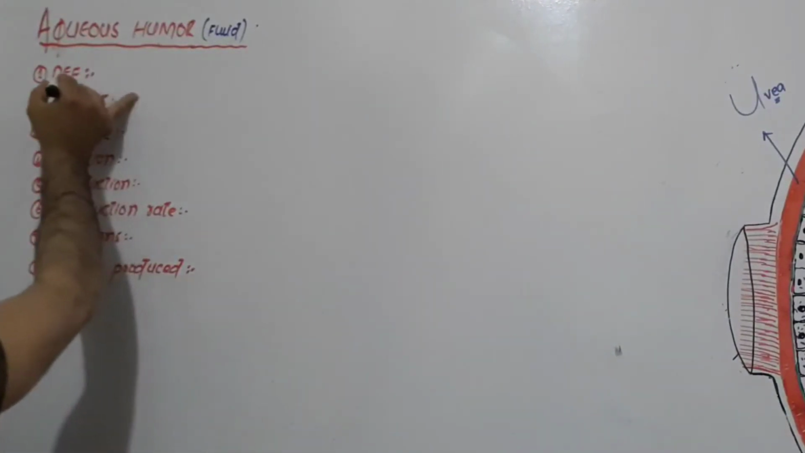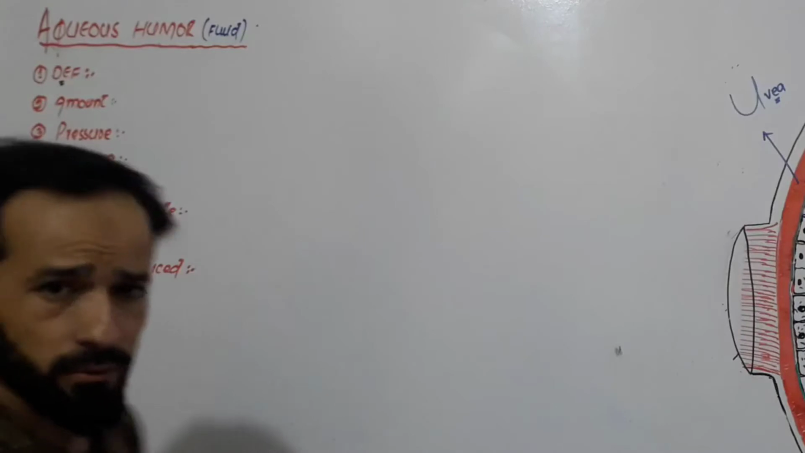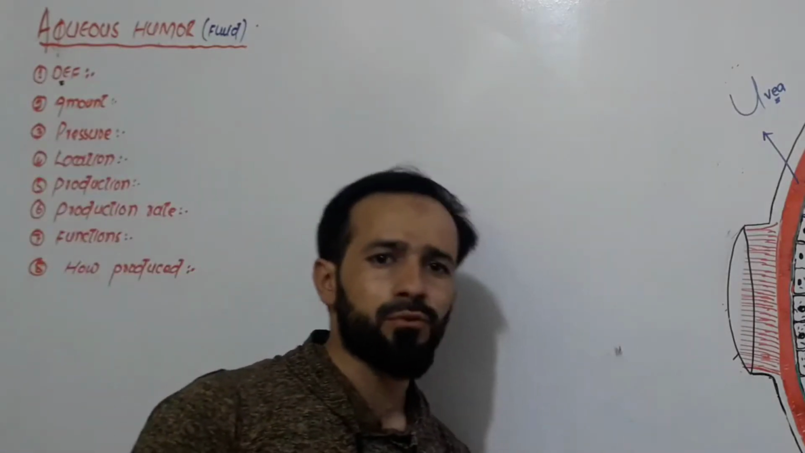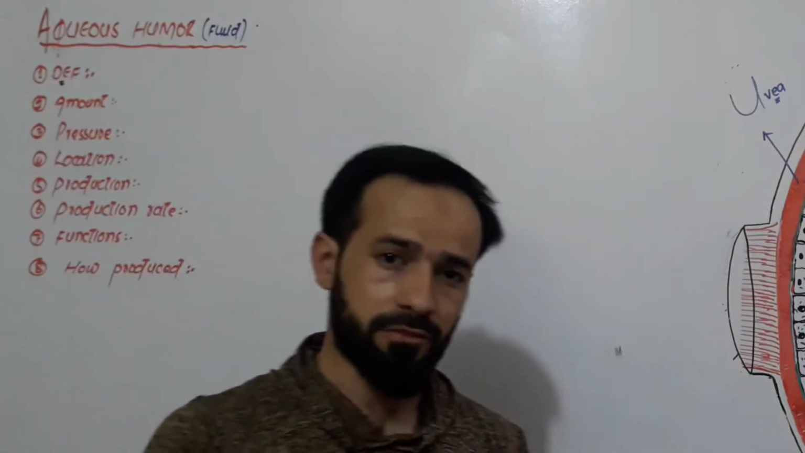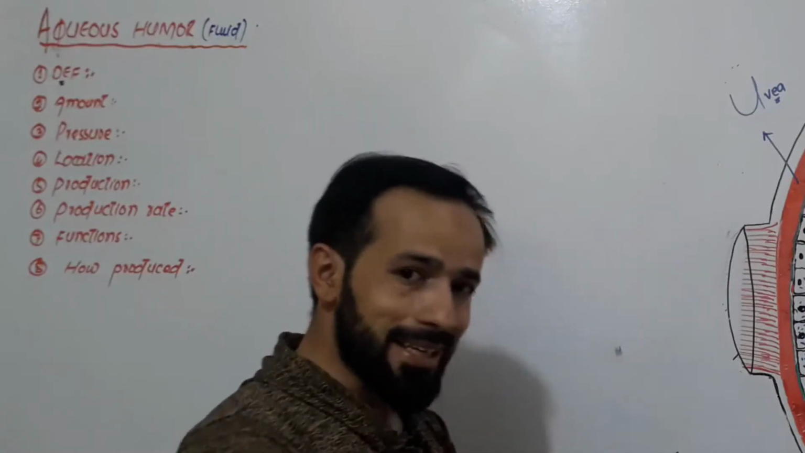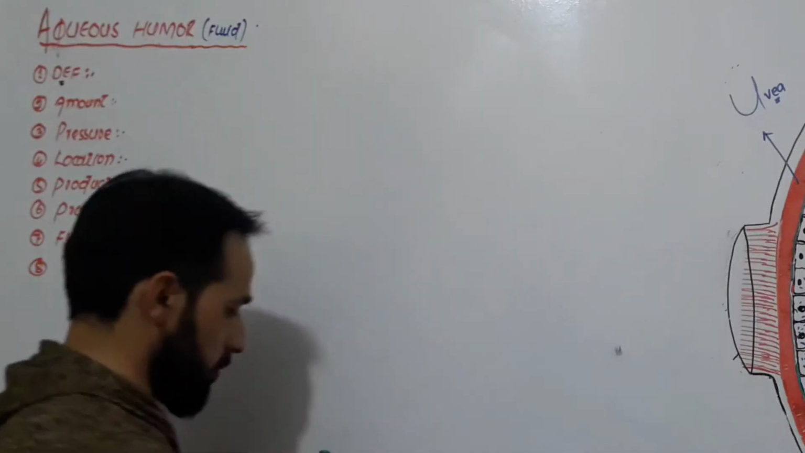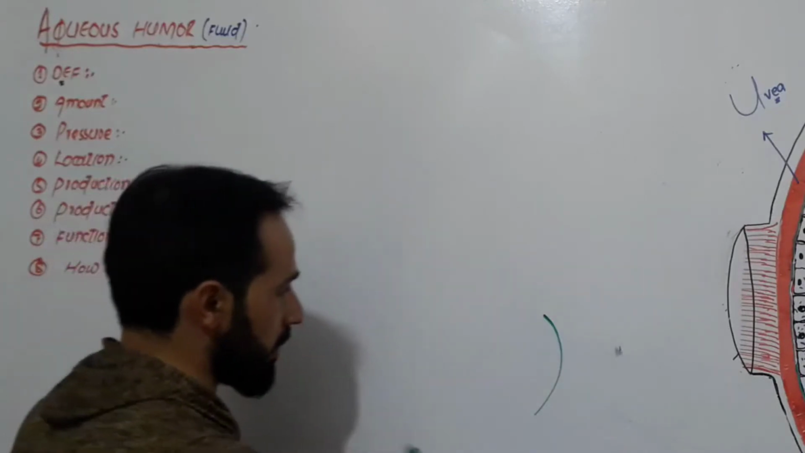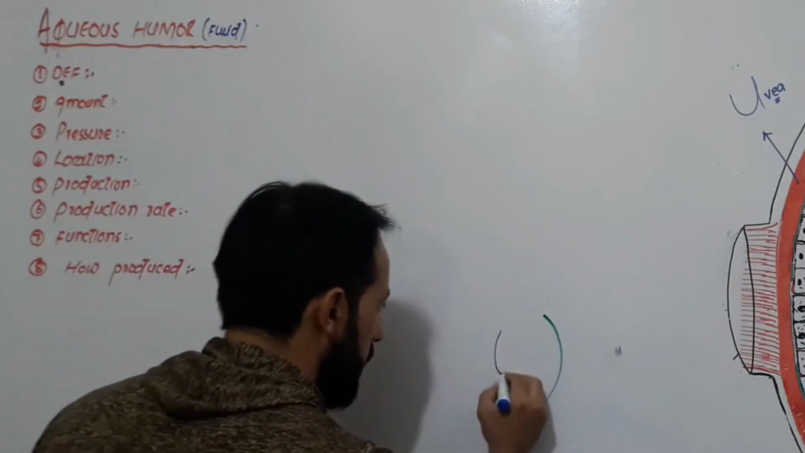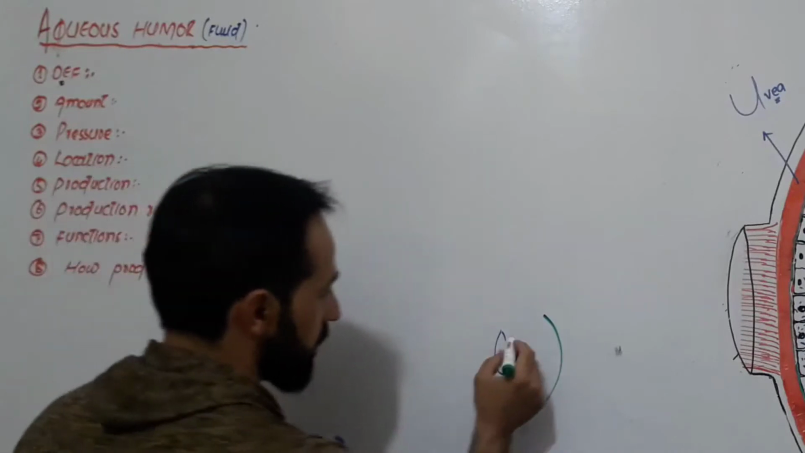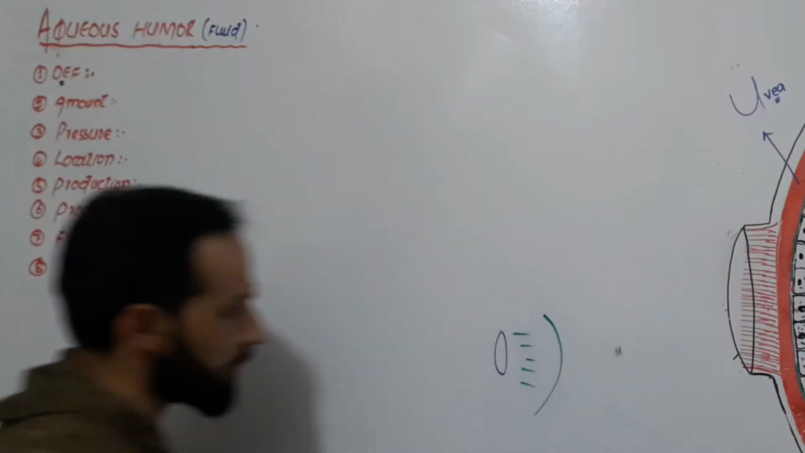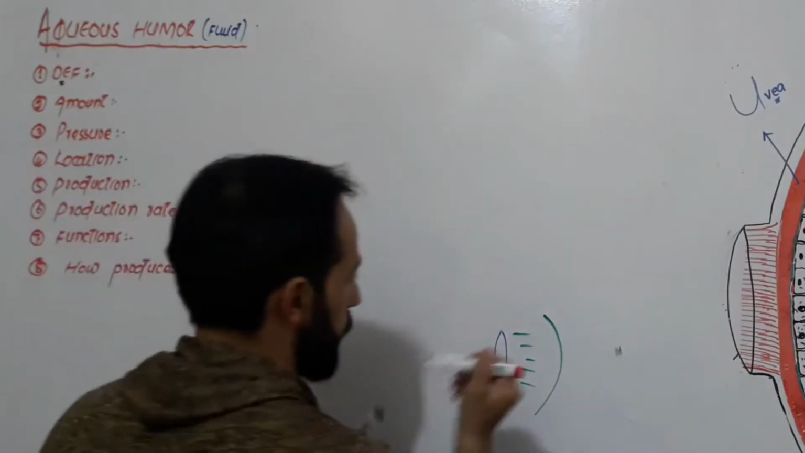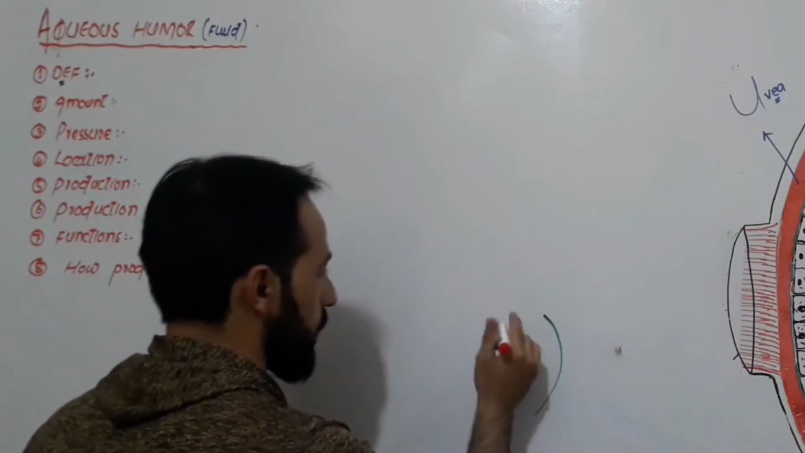So first of all, what is aqueous chamber? Aqueous chamber is a fluid which is present in the space between the lens and cornea. You know that there was your cornea, right? And then there is your lens, right? So this space was filled by aqueous humor, and if you want to complete your diagram, you can do it.